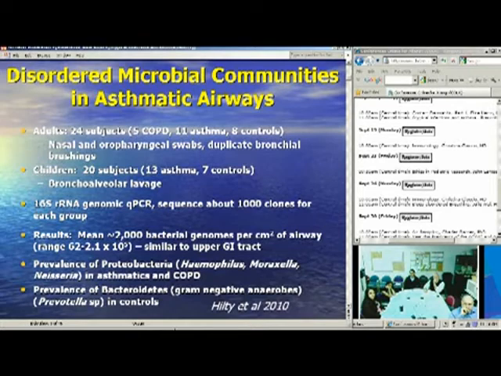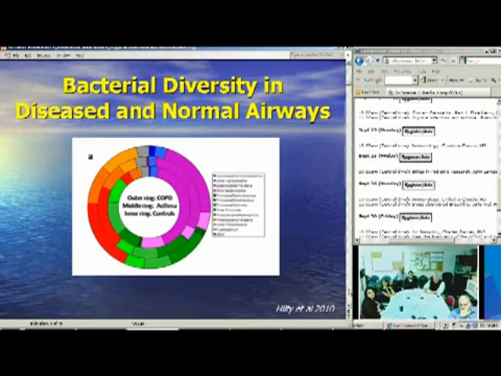And the populations appear to differ in asthma and COPD, with the asthmatics and COPD patients tending to have higher diversity and higher numbers. And there's a prevalence of gram-negatives, such as Haemophilus, in patients with asthma and COPD as well, and gram-negative anaerobes, which are difficult to culture, like Prevotella, which may have been under-recognized in the past as being prevalent in normal airways.